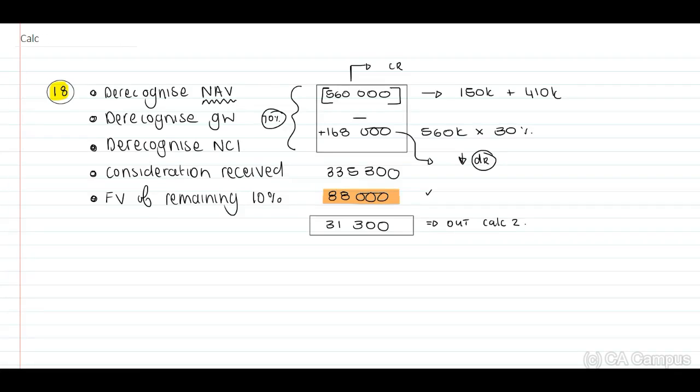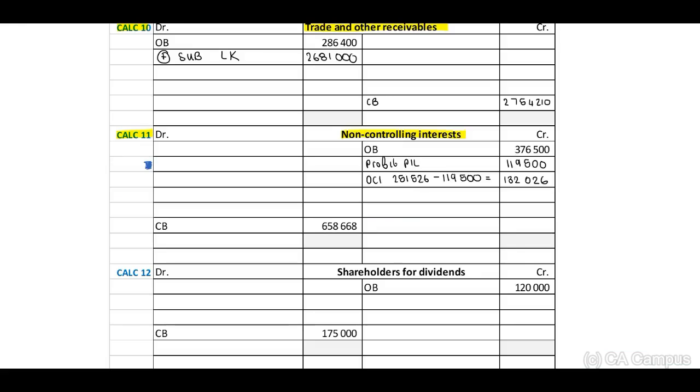Then, very important as well, we have to derecognize the NCI. This movement in terms of our NCI, we need to take out. Our NCI decrease on the debit side, therefore take out, and this is the NCI in terms of Timon.